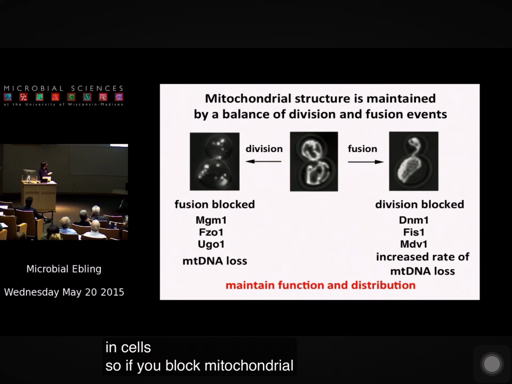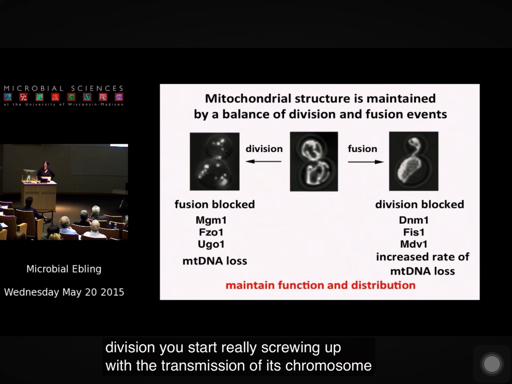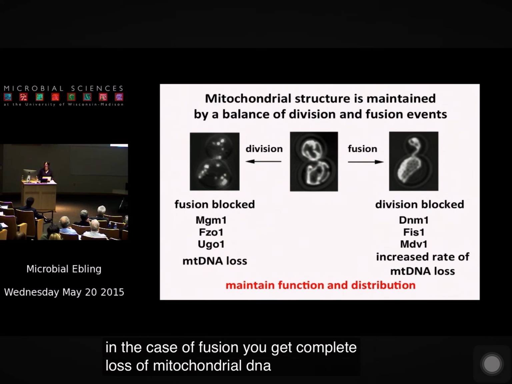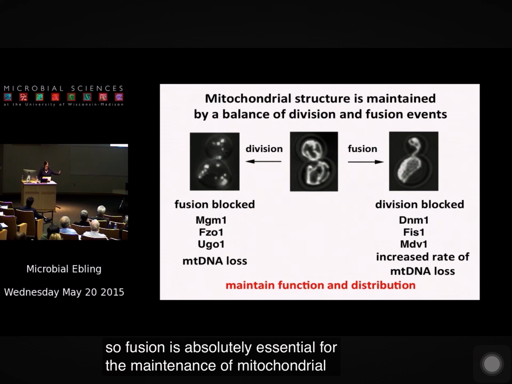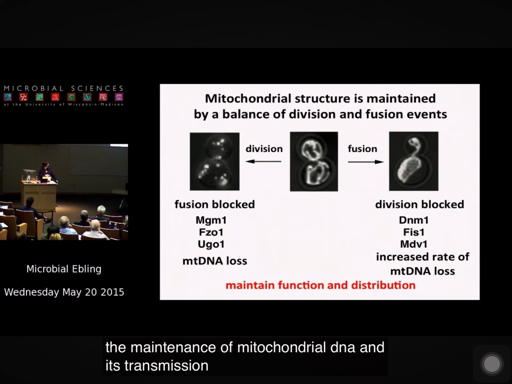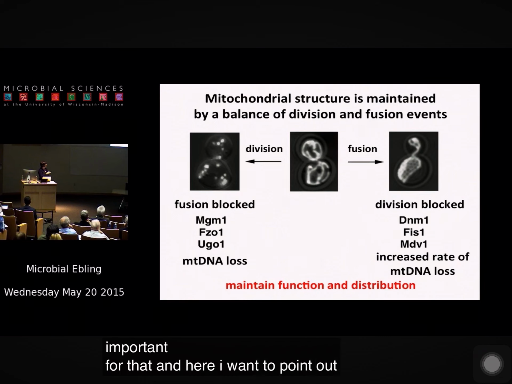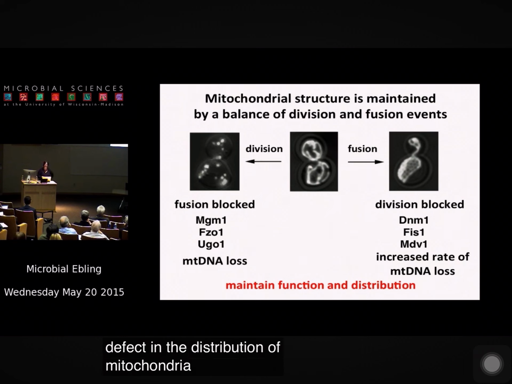So if you block mitochondrial fusion or division, you start really screwing up with the transmission of its chromosome. In the case of fusion, you get complete loss of mitochondrial DNA. So fusion is absolutely essential for the maintenance of mitochondrial DNA and its transmission. And certainly division is really important for that. And here I want to point out that especially in the case of blocking division, you see a dramatic defect in the distribution of mitochondria.